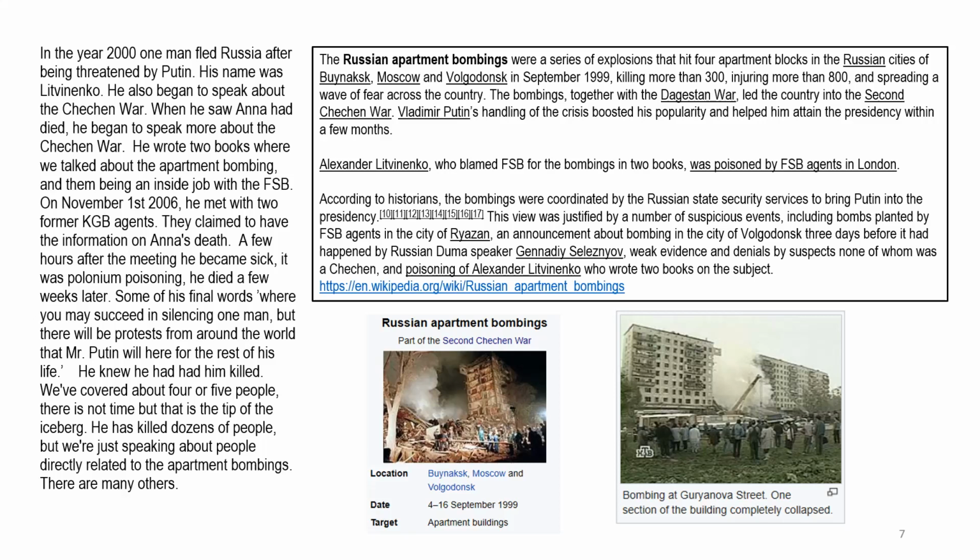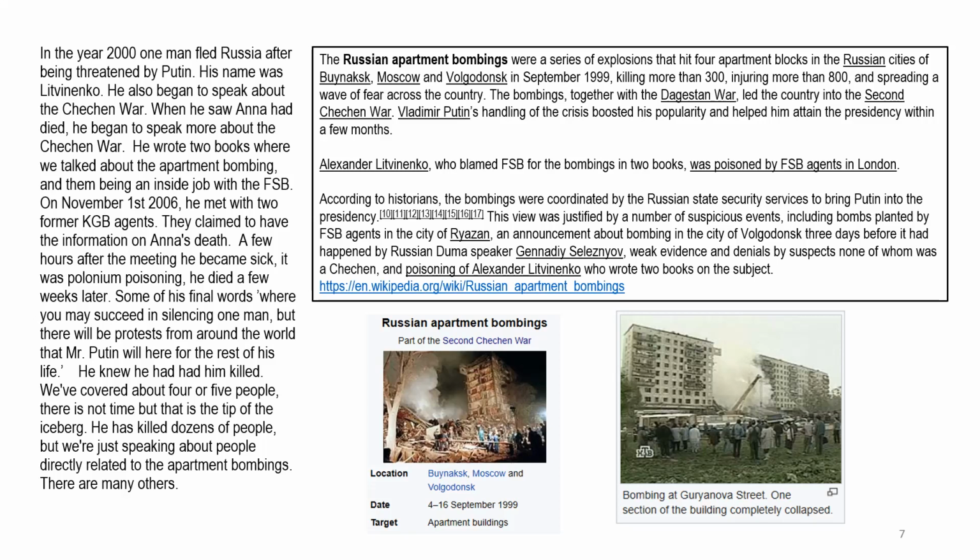Alexander Litvinenko, who blamed the FSB for the bombings in 2 blocks, was poisoned by FSB agents in London. According to historians, the bombings were coordinated by the Russian State Security Service to bring Putin into the presidency.